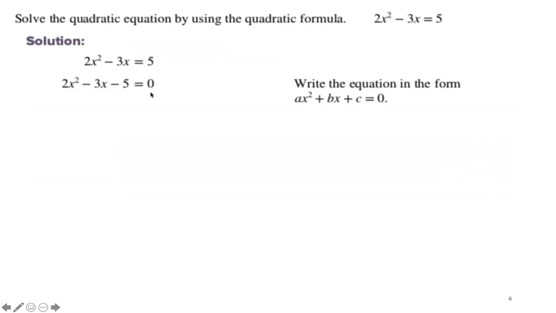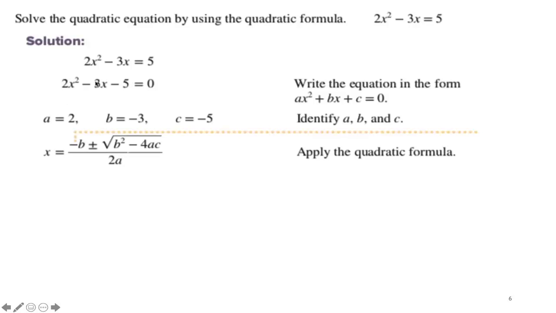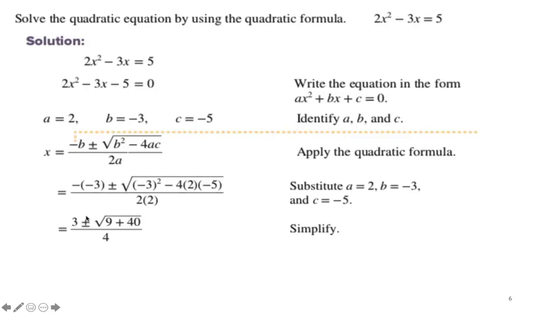Now we know that we have to put everything on one side because we need this to be 0. So now we know what a, b, and c are. a is 2, b is -3, and c is -5. Now I can plug these values into the quadratic formula. Notice this is minus b. If b is -3, minus b is positive 3. Then plus or minus the square root of b squared, which is -3 squared, minus 4 times a, which is 2, times c, which is -5.